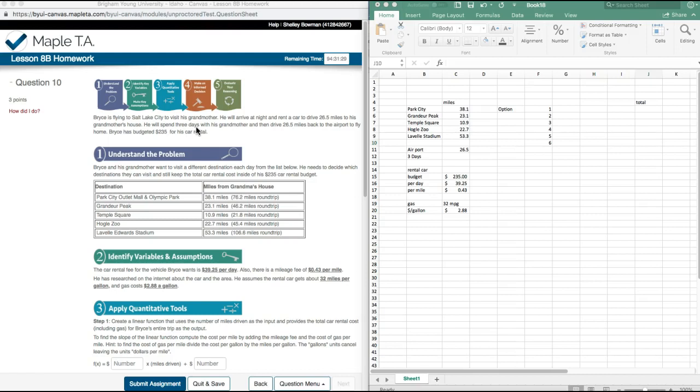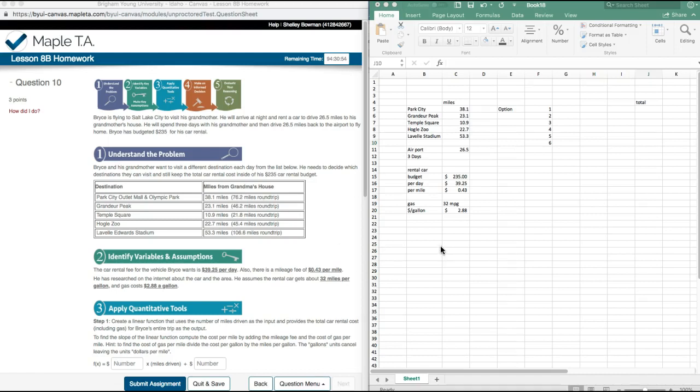Okay, so step number 1, create a linear function that uses the number of miles driven as the input and provides the total car rental cost, including the gas, for Bryce's entire trip as the output, because we want to see how many miles we put in and what the cost is to come out. To find the slope of the linear function, compute the cost per mile by adding the mileage fee and the cost of gas per mile. Hint, to find the cost of gas per mile, divide the cost per gallon and the miles per gallon, and the gallons unit cancel, leaving the units dollars per mile.